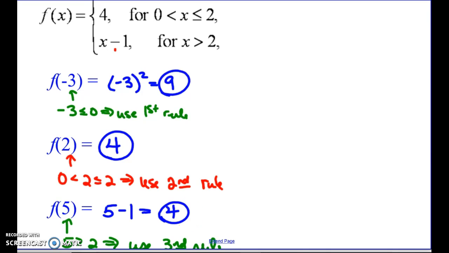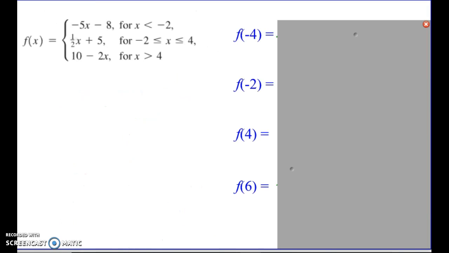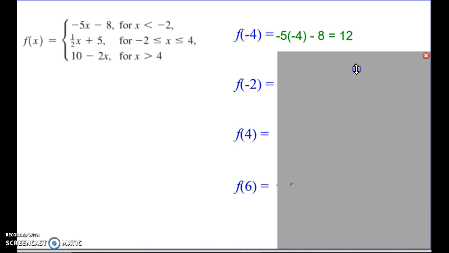All right, here's another one. It's pretty simple. You just got to figure out which rule to use. So let me give you a second. Take a look at this. F of negative 4. Where does that fit in our listing? Well, I always start at the top. Is it in this one? Yeah, negative 4 is less than negative 2. So I'd put it into this first formula of negative 5 times negative 4, subtract 8, and I believe that's going to be a 12.